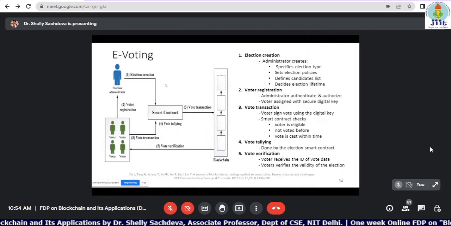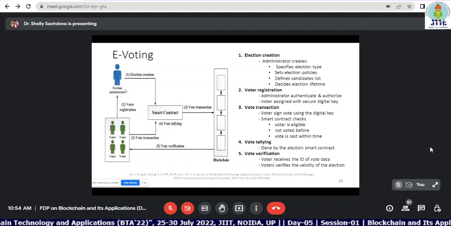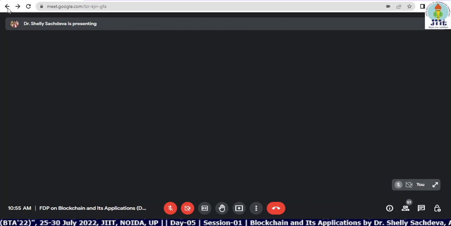This is where I was talking about the government sector also making use of blockchain nowadays. Just have a glance and see what happens. The first, if you see, is an election administrator. These are the people who are voting, and this is the administrator. And then this is our blockchain, which contains the blocks, and these are tamper proof. The first step is election creation. What does election creation involve? The administrator creates the election, specifies the election type, sets the election policies, defines the candidate list, and decides the election lifetime. So this is the first thing that the election administrator as a user has done.